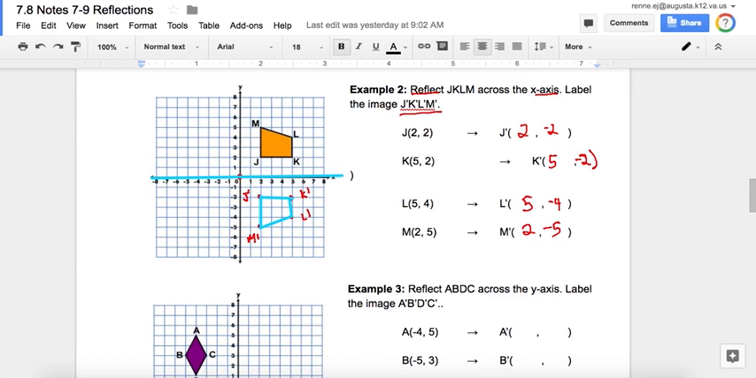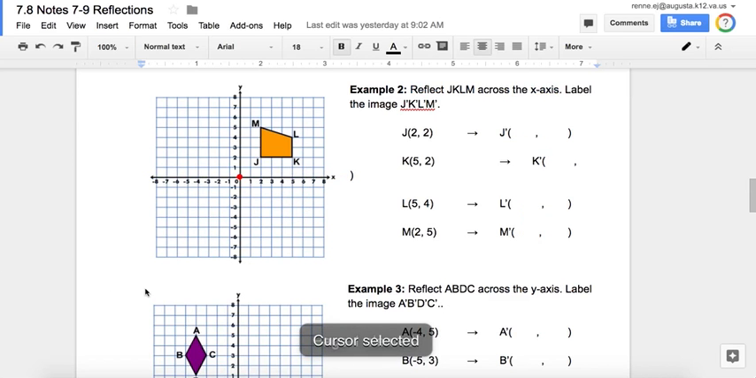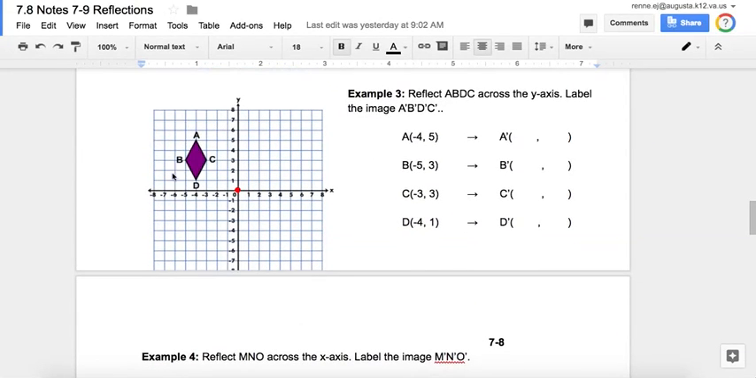Okay, moving along to number 3. We're going to reflect across the y-axis. So grab your colored pencil or something that you can highlight the line. And I'm going to highlight the y-axis. All right, so underline reflect and underline y-axis and underline A prime, B prime, D prime, C prime. I'm not sure what happened to the order here.